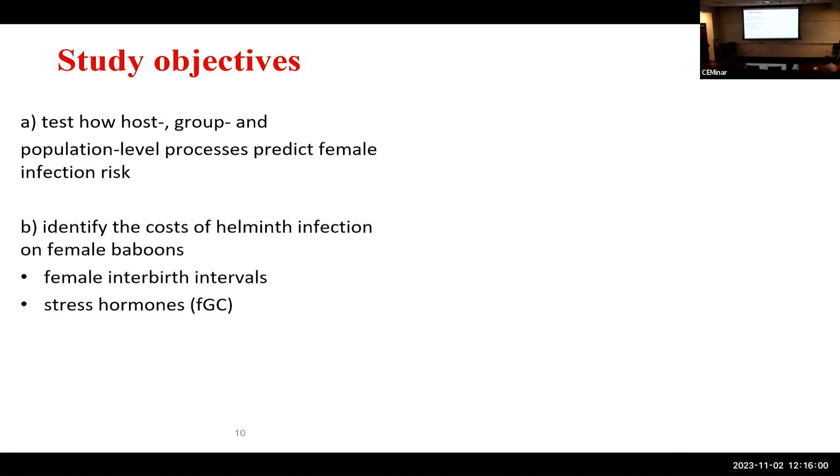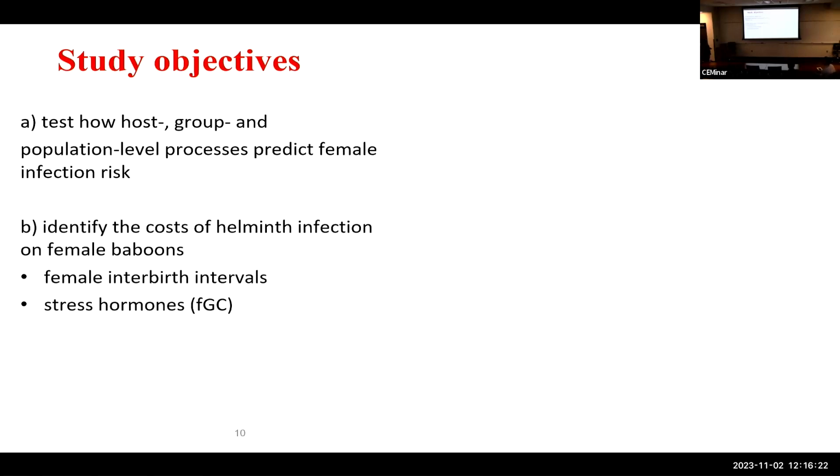So that said, in the study that we did, we tested how host group and population level processes predicted female infection risk to helminths, and then also tried looking at the costs of helminth infection. The main costs we were looking at were female interbirth intervals and stress hormones.